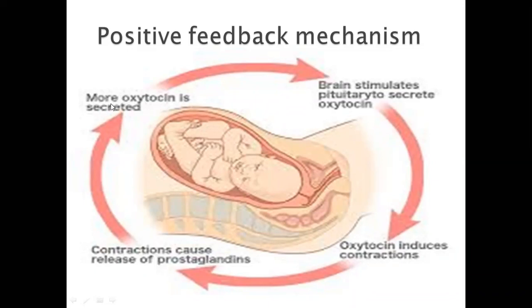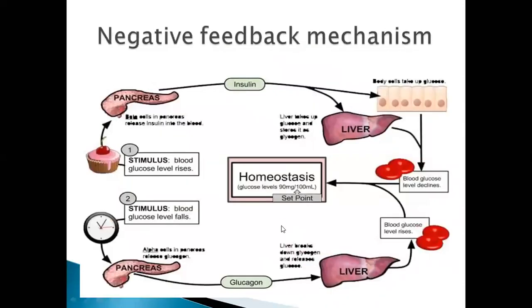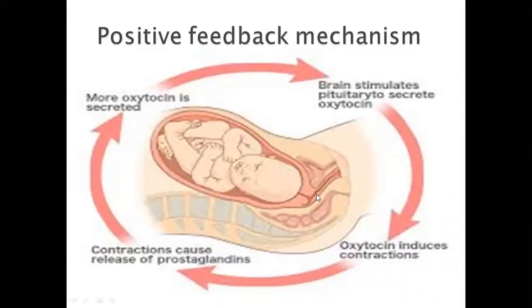Then more oxytocin is secreted in the body, which is continuously helping the process of contraction, and hence the baby's birth takes place. So it is an example of positive feedback mechanism with the effect of oxytocin hormone, which is secreting continuously and helping the contraction of uterus walls to expel the baby out.